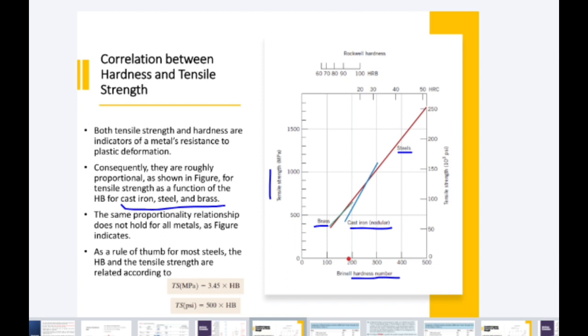Now, if we increase the Brinell hardness number from 100 to 400, you see here we have a tensile strength of 500 megapascal, while here we have, let's say, 1500 megapascal. So there is a relationship, somehow proportional, for most of the materials. As a thumb rule, we use a formula: the tensile strength is equal to 3.45 multiplied by the Brinell hardness number. This is in PSI, this was in megapascal. So in megapascal, we just multiply 3.45 with the hardness value and we get the tensile strength in megapascal. So there is a relation between the tensile strength and the Brinell hardness number.